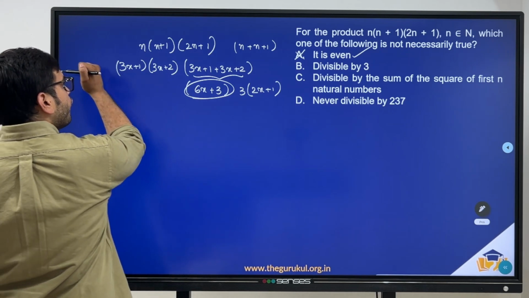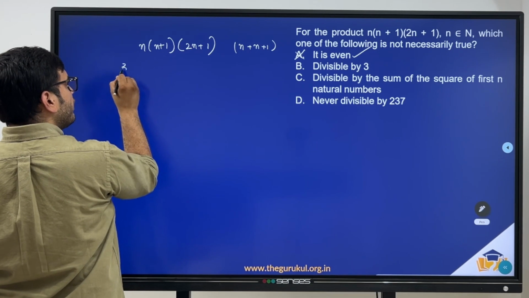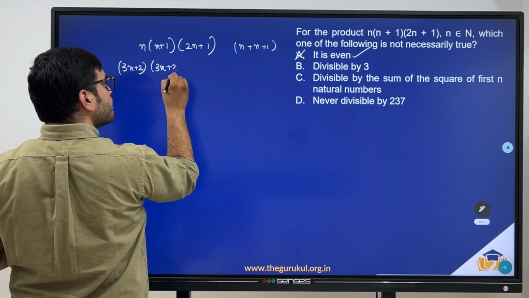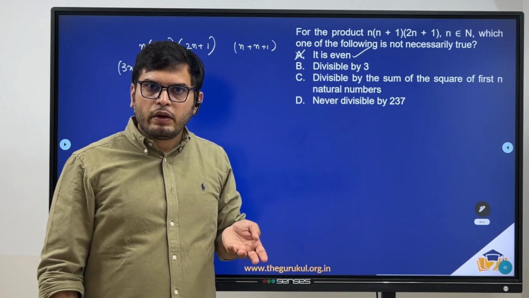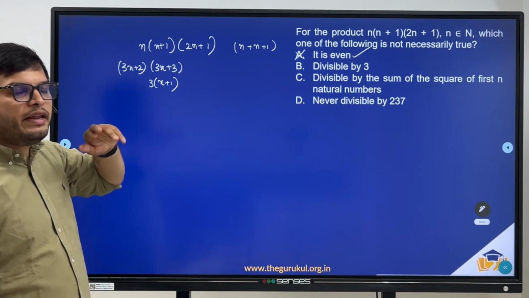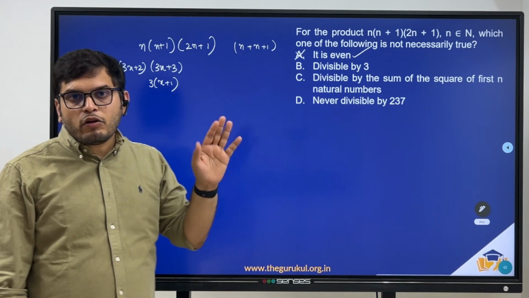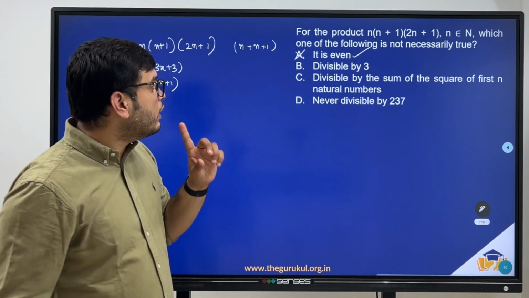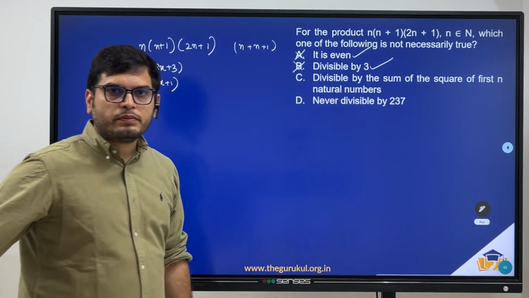Now let us check when n is in the form of 3x plus 2. If n is in the form of 3x plus 2, then n plus 1 will be in the form of 3x plus 3, which is nothing but 3 into x plus 1, a multiple of 3. Right. So if n is a multiple of 3, this will be divisible by 3. If n is in the form of 3x plus 1, then also it is a multiple of 3. When n is in the form of 3x plus 2, then also it is a multiple of 3. So the given expression n into n plus 1 into 2n plus 1 is definitely divisible by 3. So this is definitely true, hence cannot be the answer.